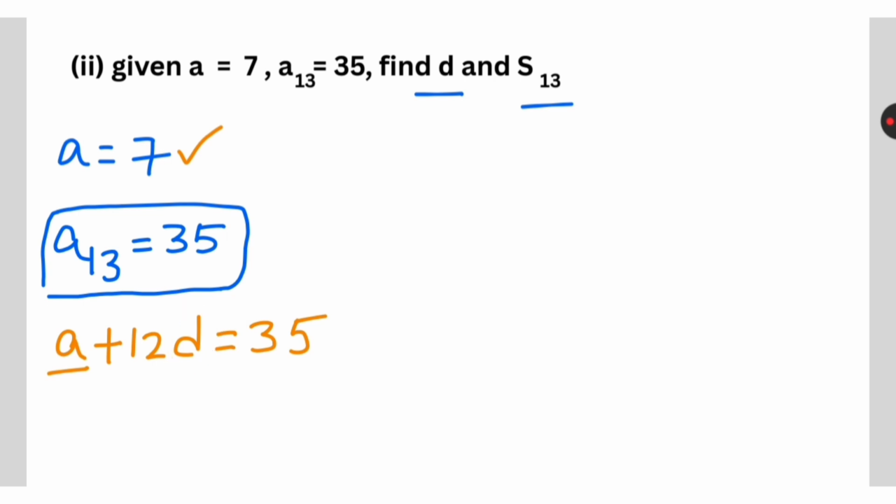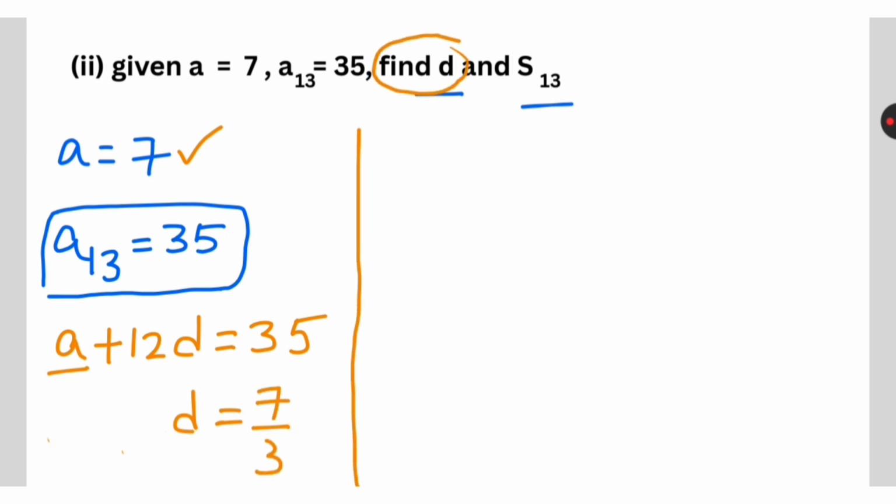So what is a? What is the first term, which is 7, plus 12 times d, that is equal to 35. So here we have 7, sent to the right hand side, it becomes minus 7. 35 minus 7 which gives 28. So let's divide both sides by 12. So here 12 gets cancelled, so the common difference is, 4 3s are 12, 4 7s are 28. The common difference is 7 over 3. So we are done to find the d.